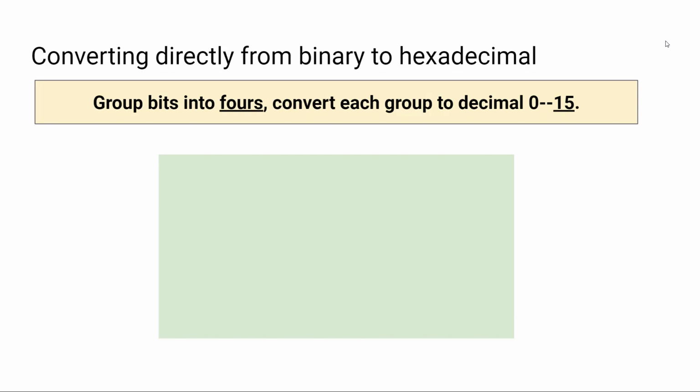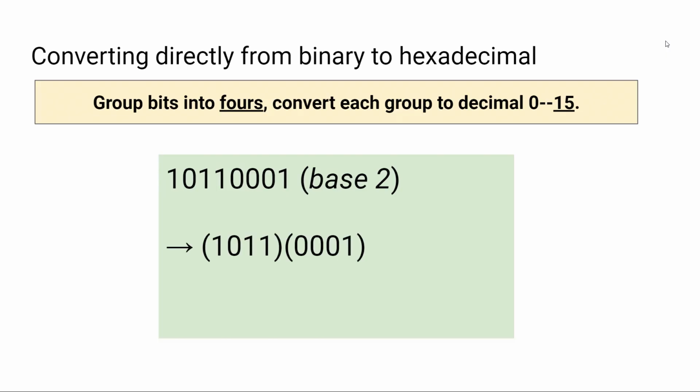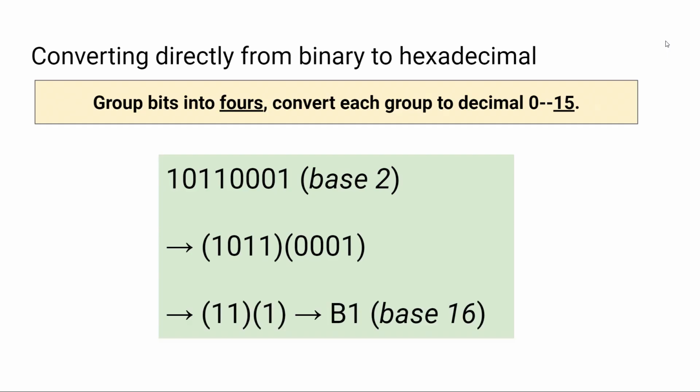For example, 10110001 would be grouped as 1011 and then 0001, which would convert to 11 for the first group and 1 for the second group, which is B1 in hexadecimal. Hexadecimal, in other words, represents a binary integer in 1/4 of its original length, which saves on storage.